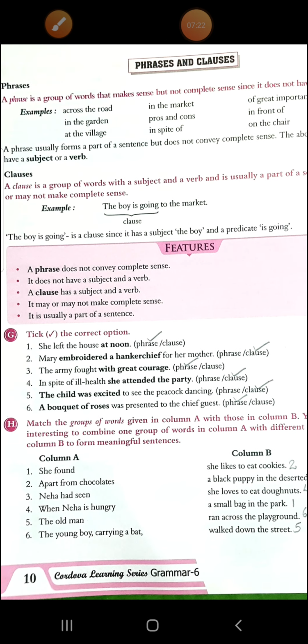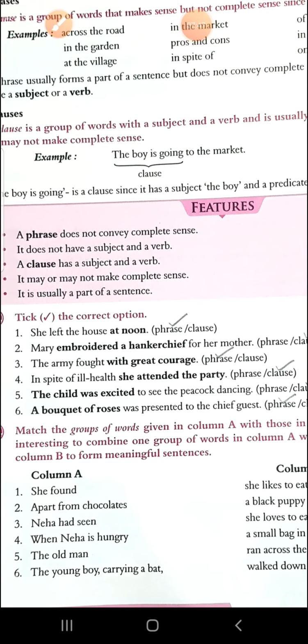Let's do this exercise G. What you have to do here is tell whether the bold words given in your sentence are a phrase or a clause, and how to check that. In a phrase you won't find a subject and verb, but in a clause you will find a subject and a verb. Now let's read the first one.